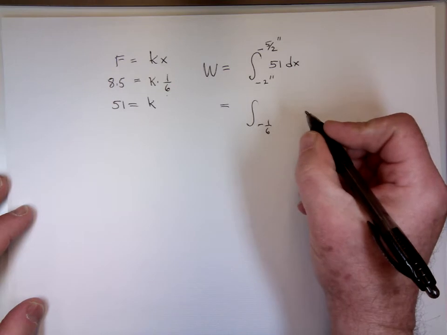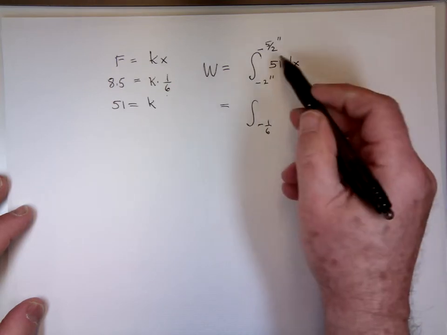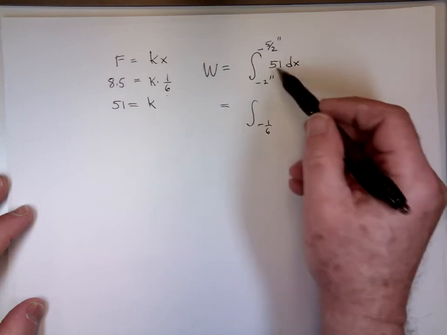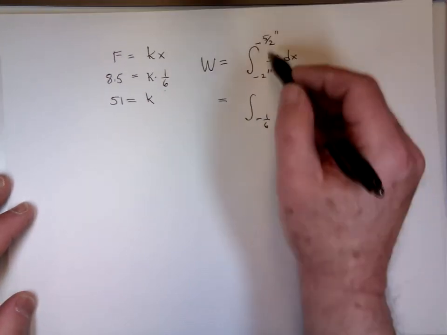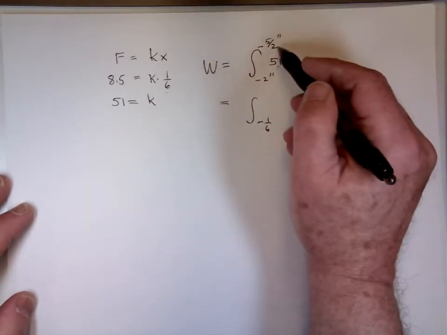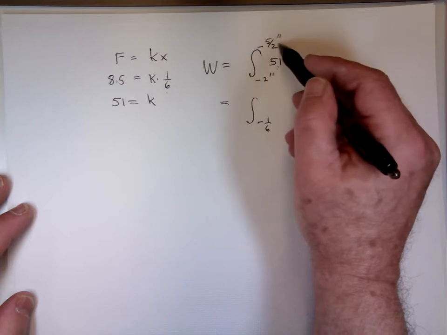Wait, why do you have to convert them? Well, because this is in foot-pounds. This is in foot-pounds and feet. This is in inches. So I'm going to have to take this and divide that by 12 as well. When I divide that by 12, it's 5/24.